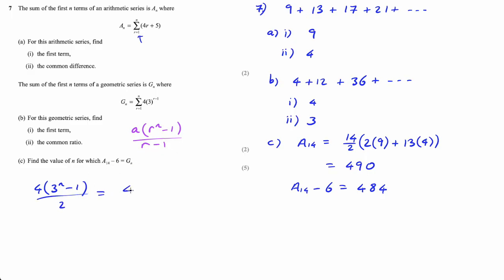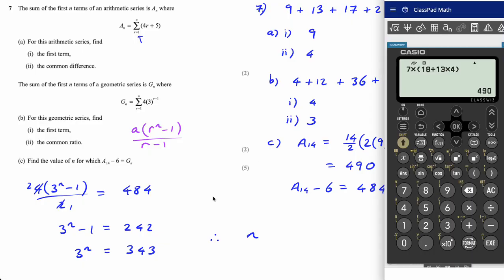equals 484. However you want to do this, guys, that's actually once and twice. So I divide this by 2. I get 3 to the n minus 1 equals, divided by 2, 242. Add 1, 3 to the n equals 243. And that, guys, is a nice number, because 3 to the power of something gives you 243.